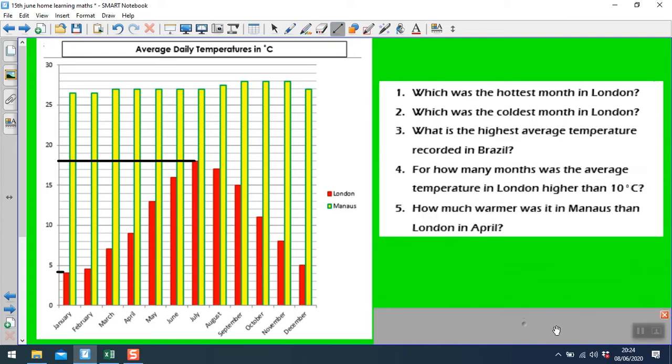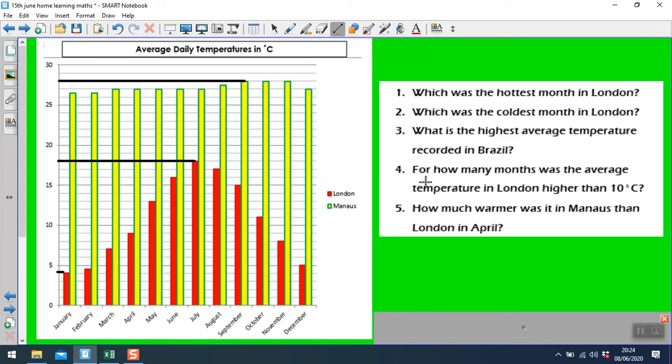Now have a go at answering the remaining questions. Pause the video while you do this. So what is the highest average temperature recorded in Brazil? So looking at my yellow bars, the highest average temperature, so not the highest month, but the highest average temperature. And we've got 3 bars here that are all the same height, and they are 28 degrees Celsius.